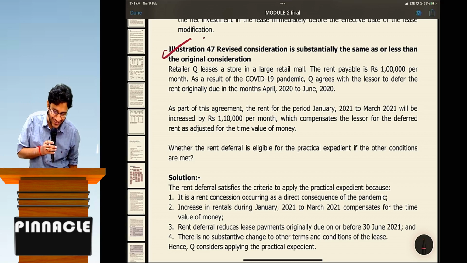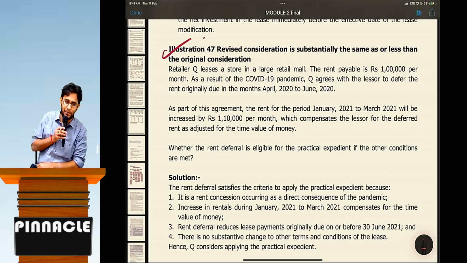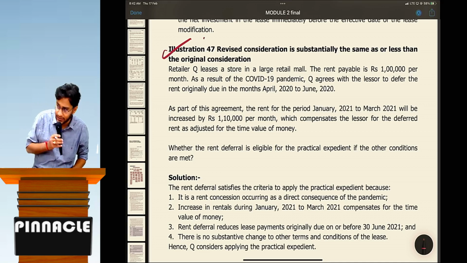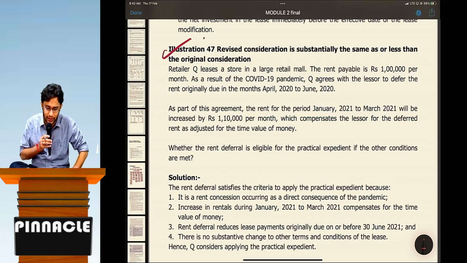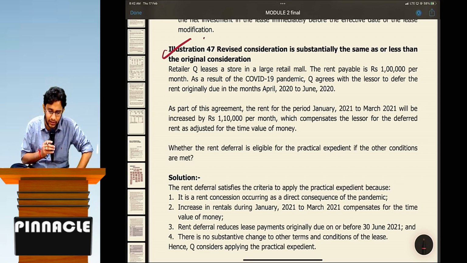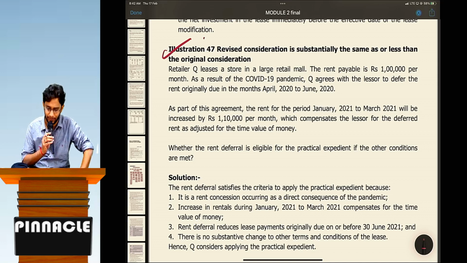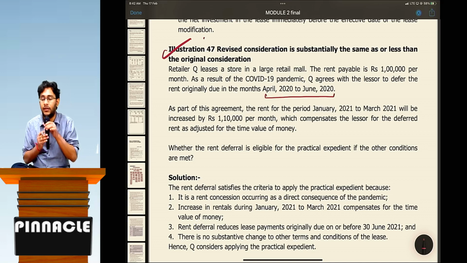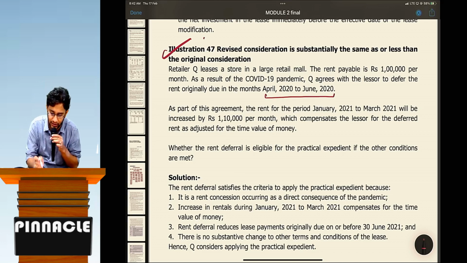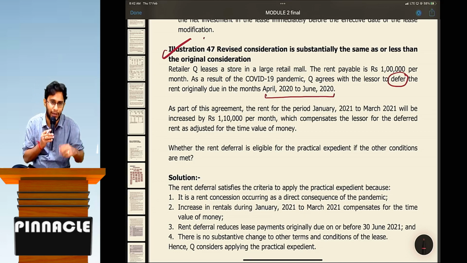Retailer Q leases a store in a large retail mall. The rent payable is 1 lakh per month. As a result of COVID-19 pandemic, Q agrees with the lessor to defer the rent originally due in months April 2020 to June 2020. That means April, May, June rents, he is not going to pay, he is going to defer it. It's not a waiver, sir. It is a deferral. That means whatever I am not paying now, in future I am going to pay that.